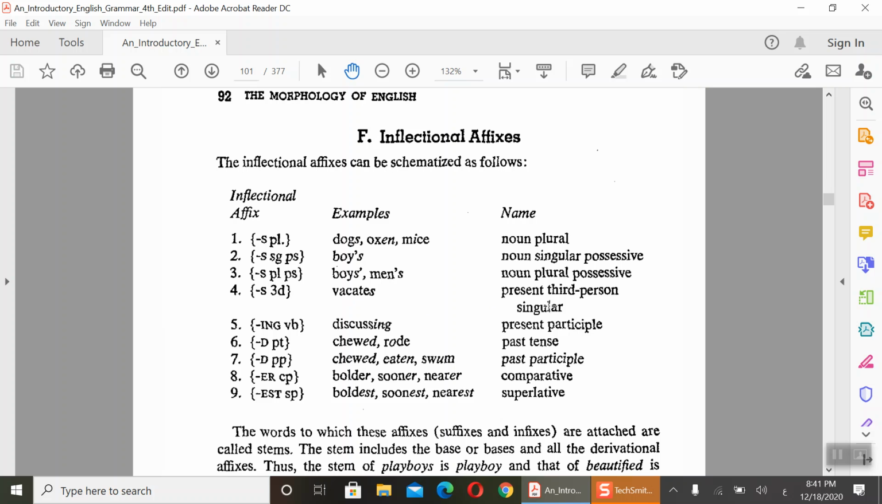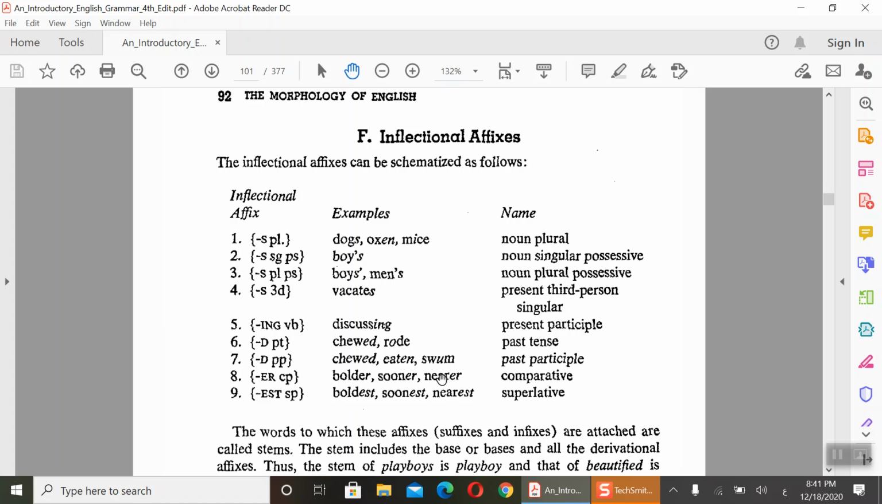S, third person singular present. ING, verb, present participle. ED, past tense, regular or irregular. PP, past participle, you see, can be regular and irregular. Here ED at the end, so it is suffix, but here infix. So they are what? They are affixes. We didn't say here inflectional suffix, but affix. Why? Because we may have suffix and infix.